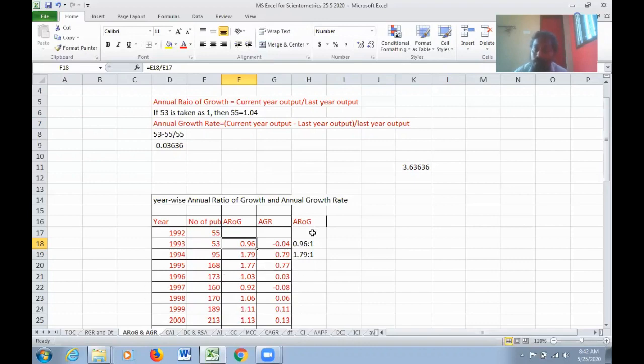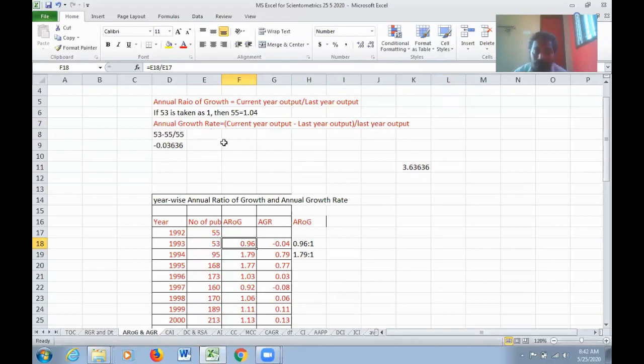But how do you write the answer? Since it is the annual ratio of growth, you should write the answer in the form of a ratio. That means 0.96 is to 1. 0.96 is the current annual ratio of growth. 1 stands for 55. That is, 55 is equal to 1, 53 is equal to 0.96. So this way you have to write the answer as a ratio.